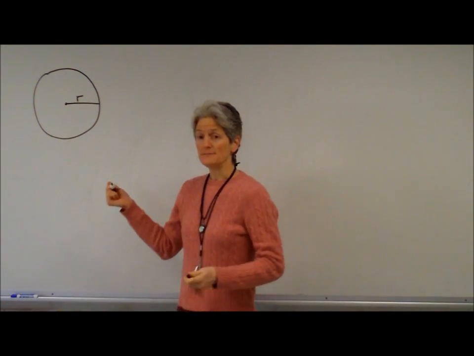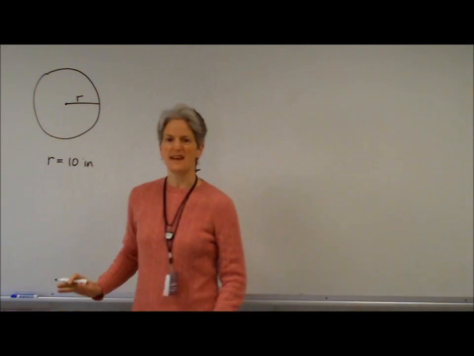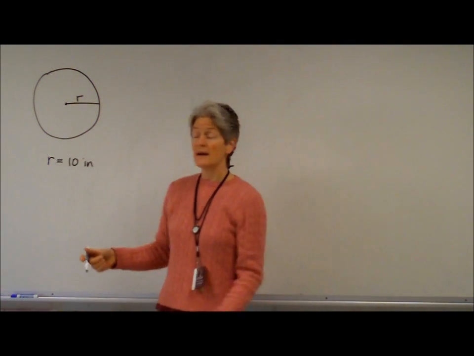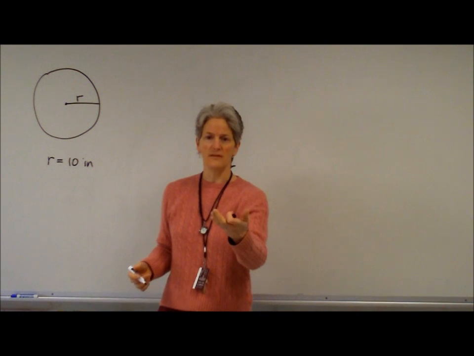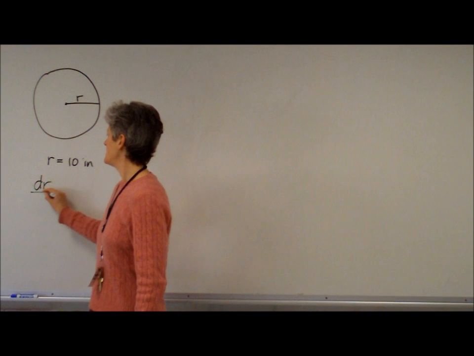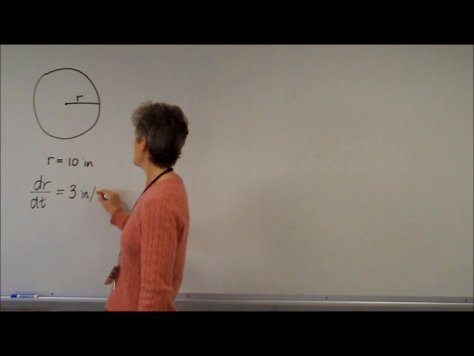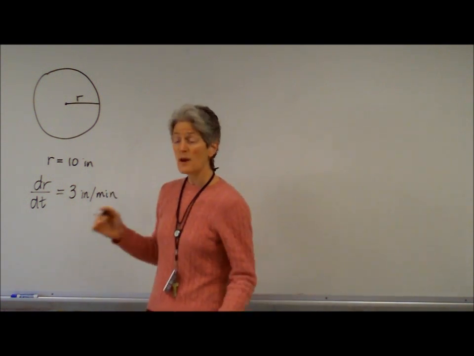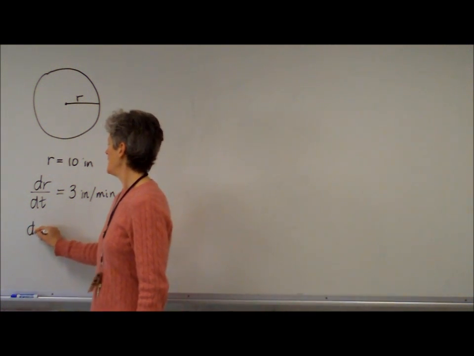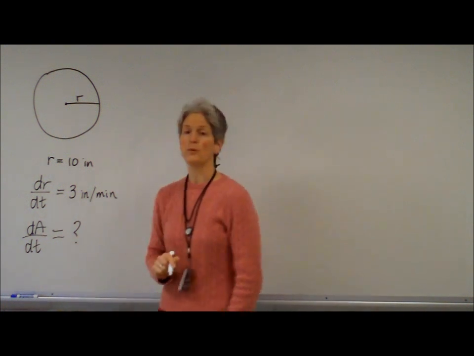Let's say I've got my puddle and I'm interested at the moment in time when the radius is 10 inches. Let's say that the radius is growing at a rate of 3 inches per minute. So that's the rate at which the radius is growing. I'm just going to call that dr dt, right? So let's say that's 3 inches per minute. And what I want to know is, at that instant, how fast is the area growing? In other words, what is dA dt at that point in time?